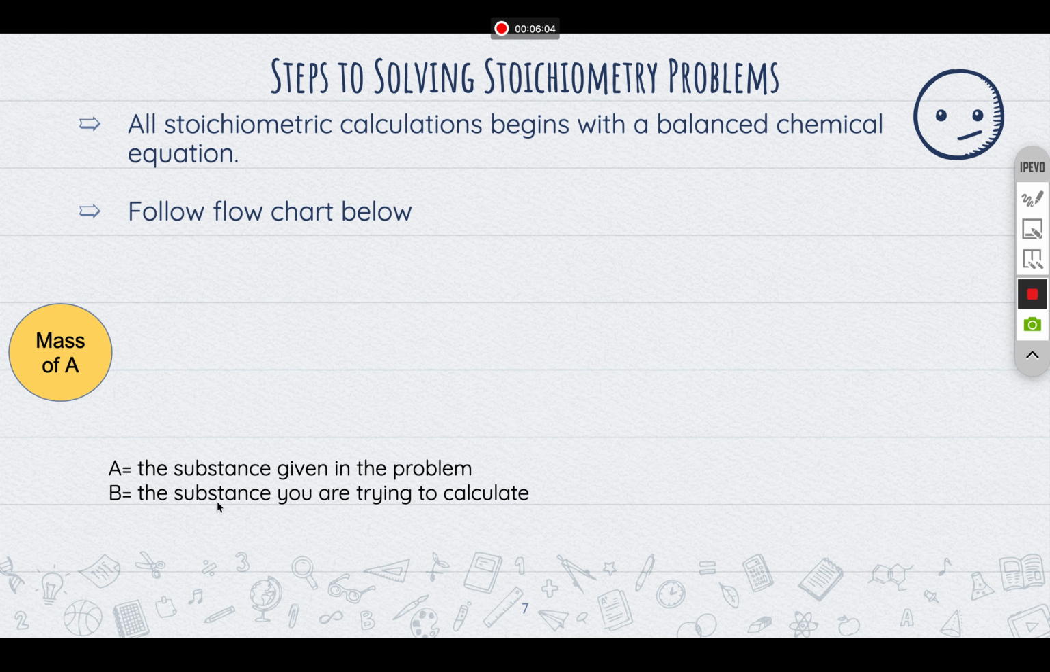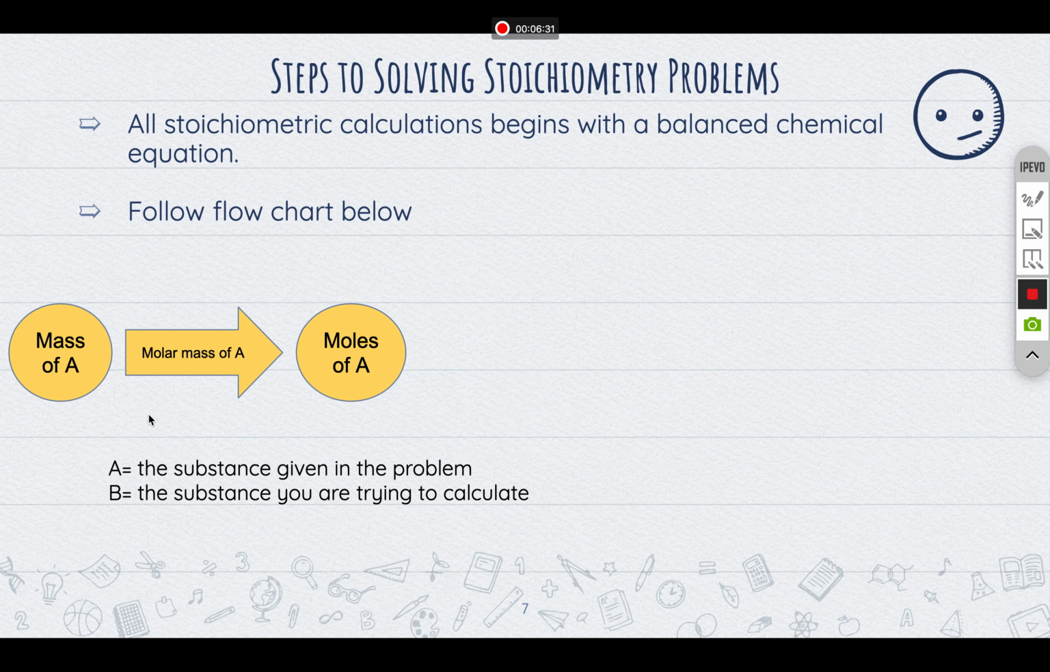So the first thing that you need to do is go from mass of A to moles of A, whatever A is. We know from previous lessons that we do that using the molar mass of A. And we know that molar mass comes from the periodic table, right? So you look up whatever A is made out of. If it's H2O, you would do 2 H's, 1 O. You add up all the masses from the periodic table, and that's molar mass, and it's grams per mole.